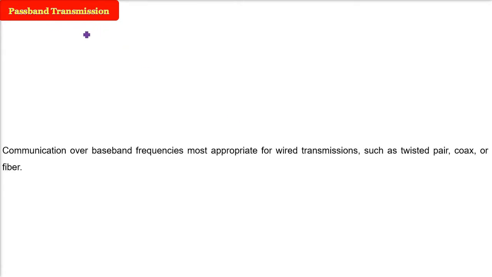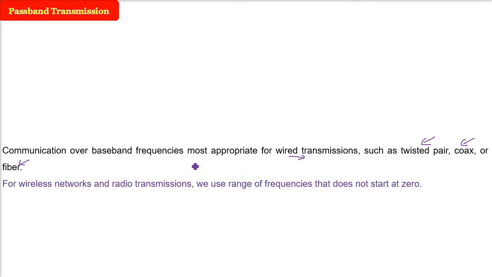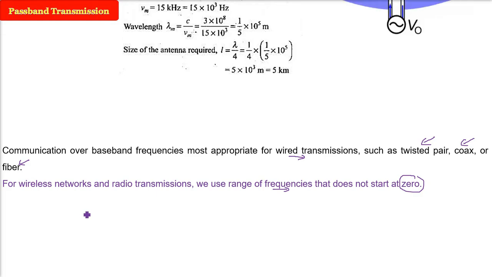Passband transmission. For wired transmission, communication over baseband frequencies is most appropriate, for example the twisted pair, the coaxial cable, or the fiber. But when you go to wireless networks and radio transmission, here we use a range of frequencies, because here they will not start with 0. So there will not be baseband frequencies here.